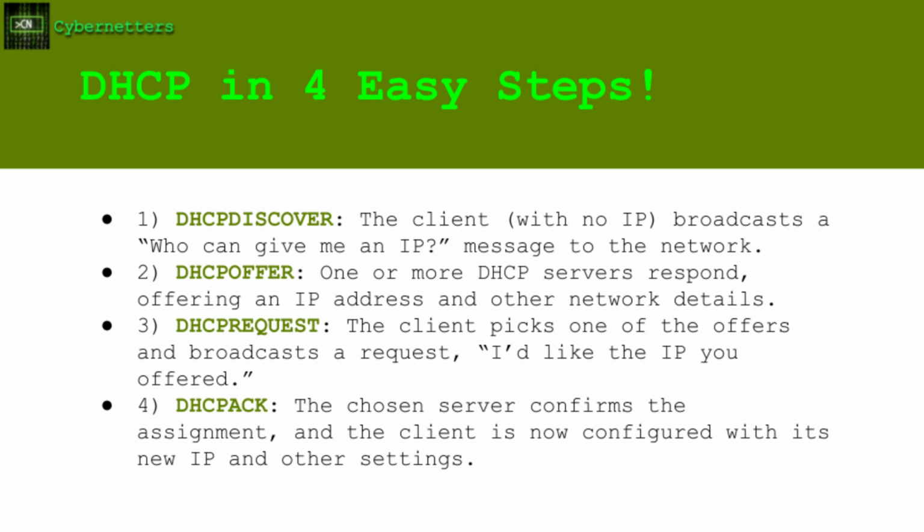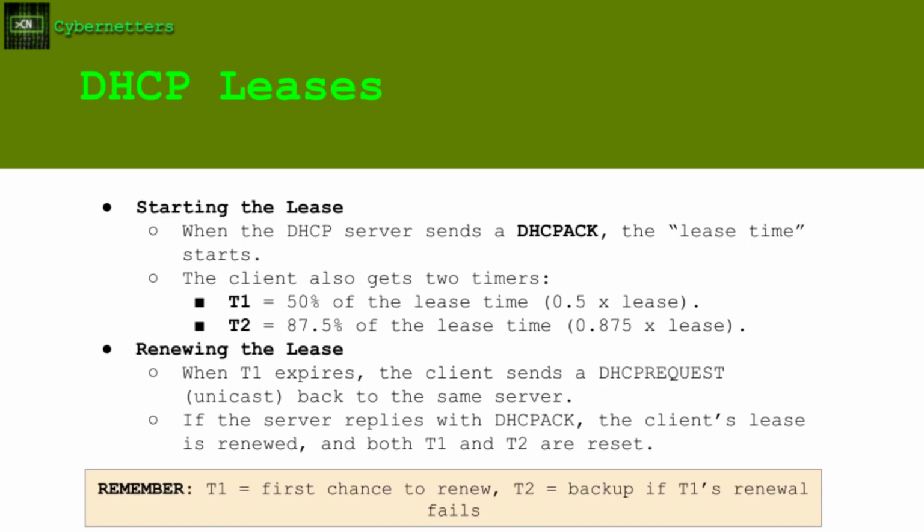And then the DHCP request, where the client picks one of those offers and broadcasts a request: I'd like the IP you offered, please. And then you have the DHCP ACK, where the chosen server sends an acknowledgement, finalizing the lease. The client now has a valid IP address and other settings to use on the network. This handshake happens very quickly, and this is what allows most devices to just plug into a network and get an IP automatically.